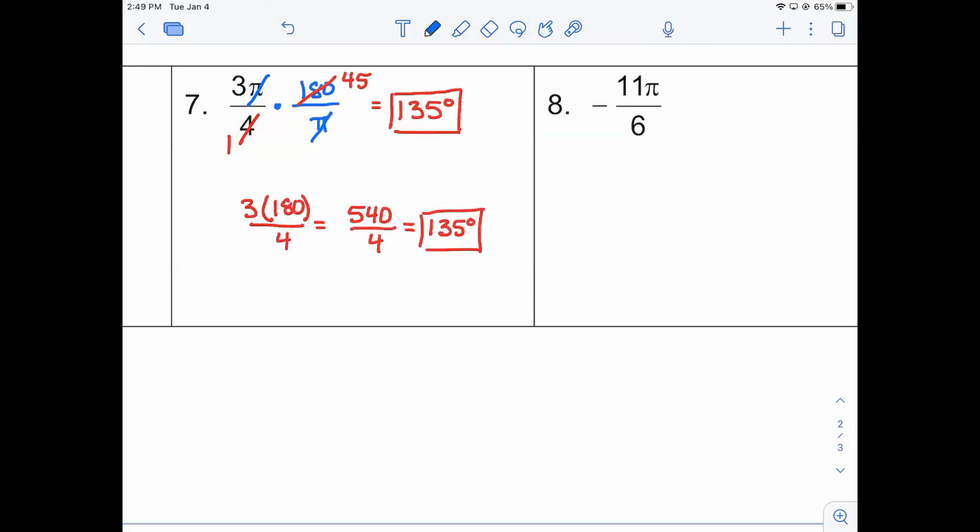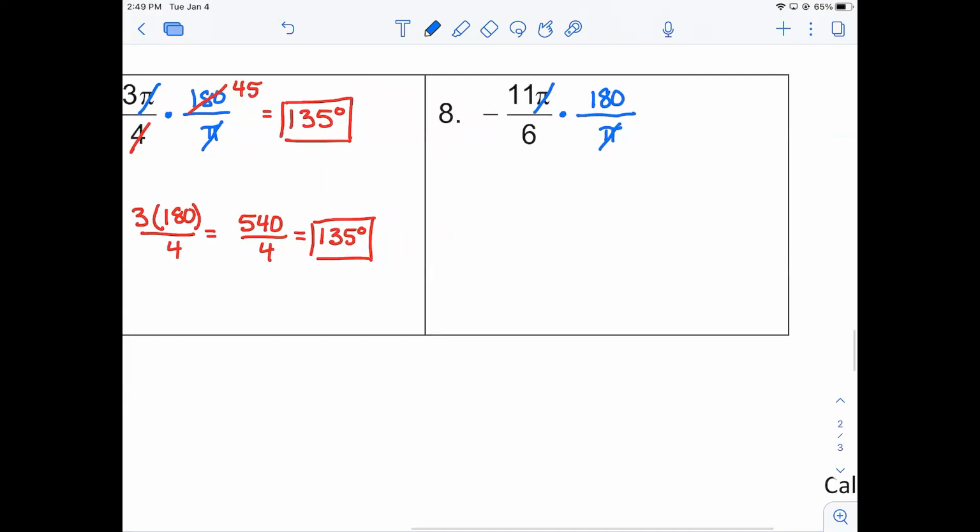Okay, number 8. Same thing, we still want the pi's to cancel. So we're going to multiply by 180 divided by pi. So my pi's go away. On this one, 6 will go into itself 1 time and will go into 180 30 times. So now on top I have 11 times 30, which is going to be 330 degrees.